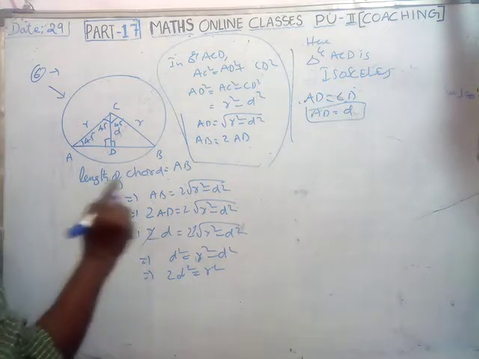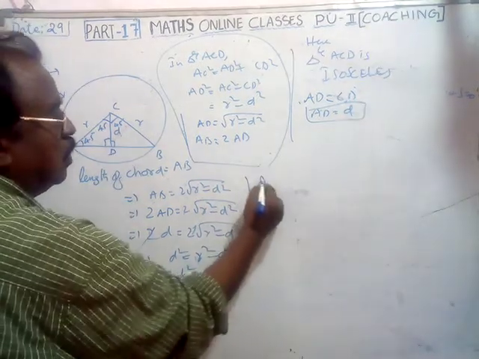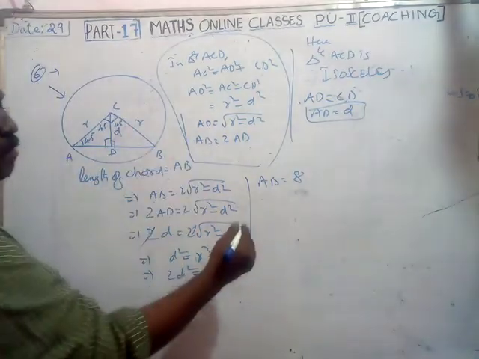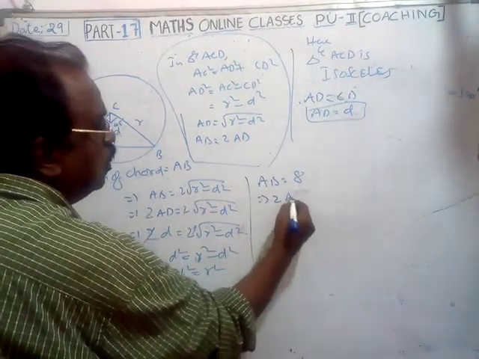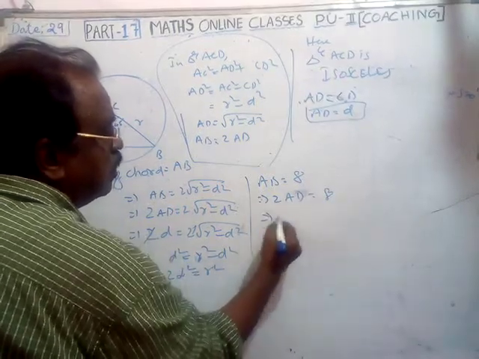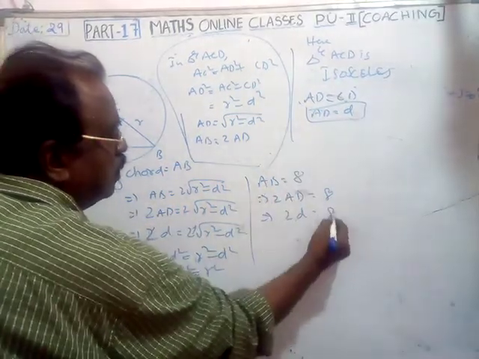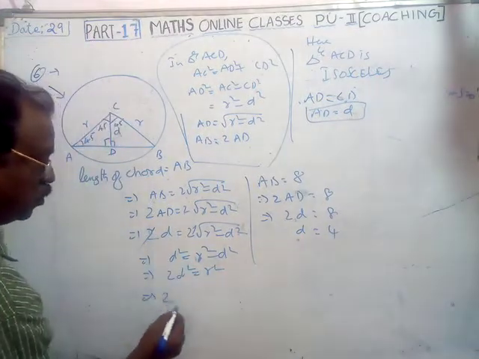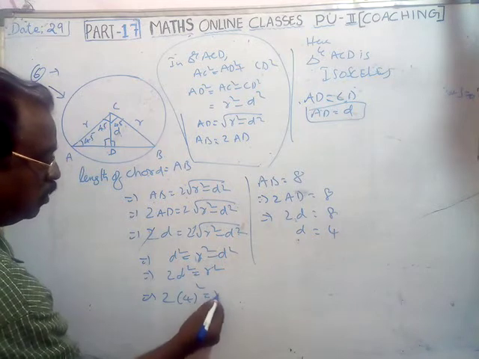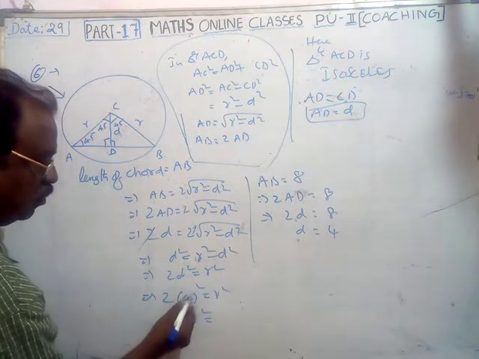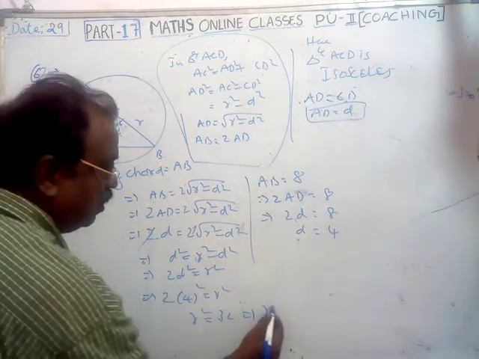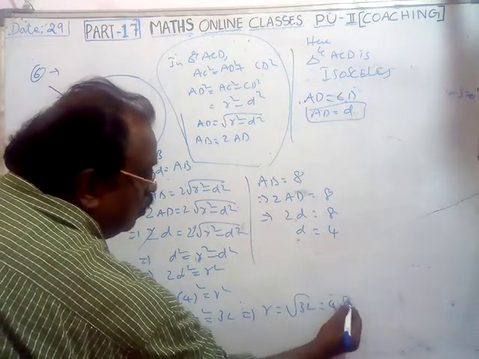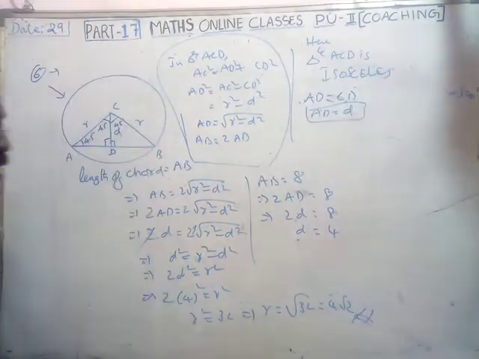AB is given as 8. AB is equal to 8, the length of the chord. What is AB? It is 2 AD, which is 8. That means 2D is 8. What is D? It is 4. So I substitute: 2 into 4 square is equal to R square. So R square is 32, or otherwise R is equal to root 32, which is 4 root 2.